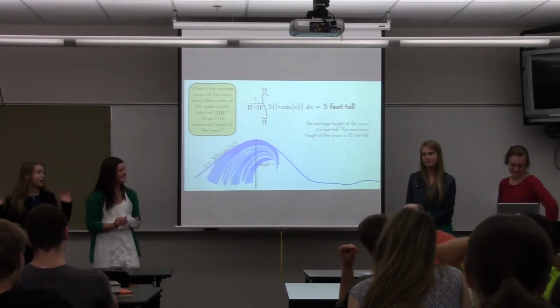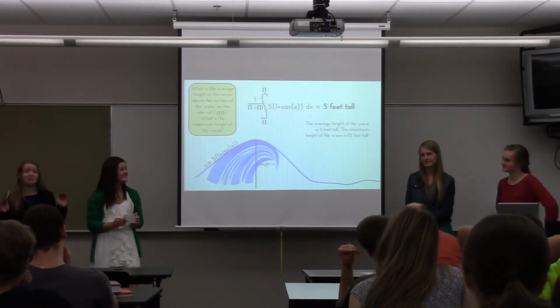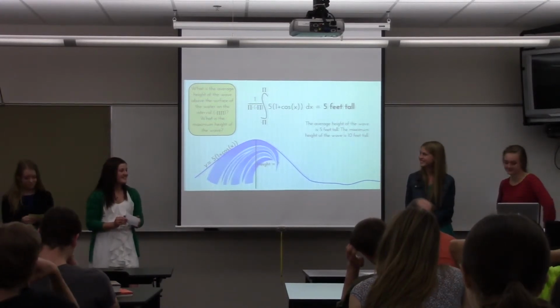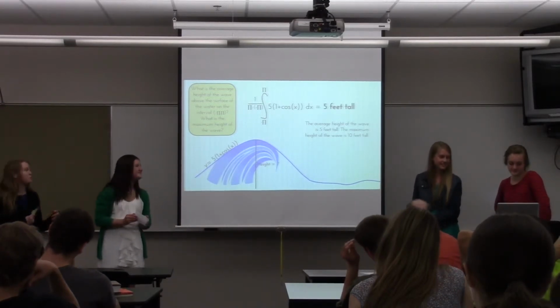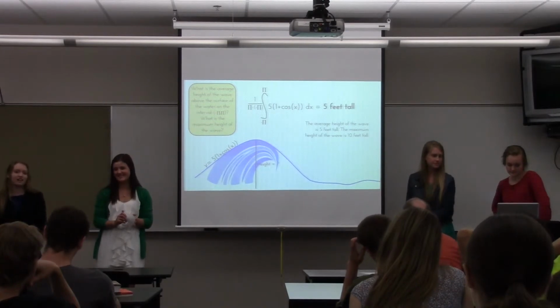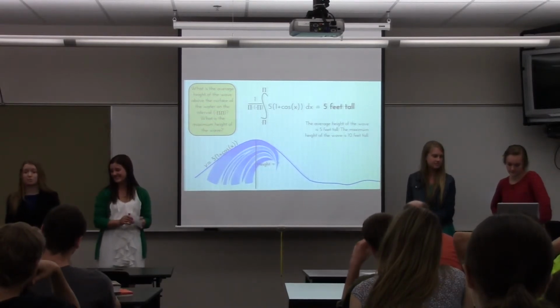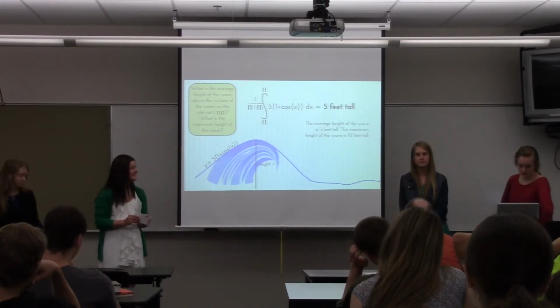All right, and out of nowhere, there's this huge wave. There's a storm coming in, and we are terrified. But we want to know what is the average height of this wave along with what is the maximum height. Now the wave represents the function f of x equals 5 times (1 plus the cosine of x), and it's on the interval of negative pi to pi.